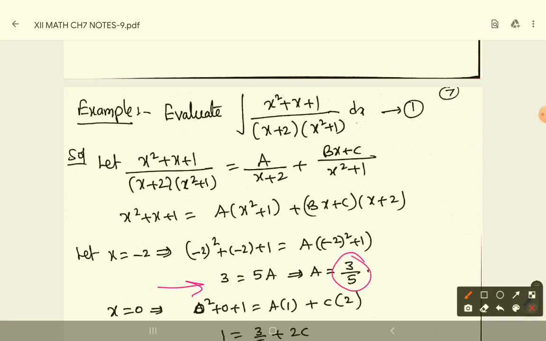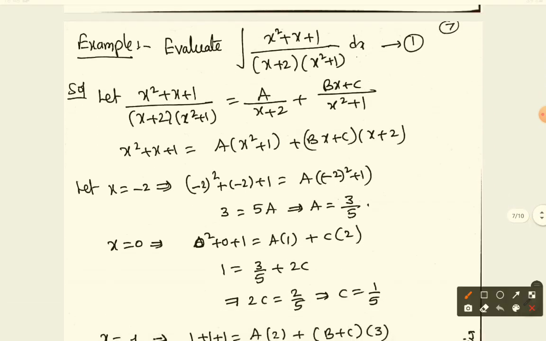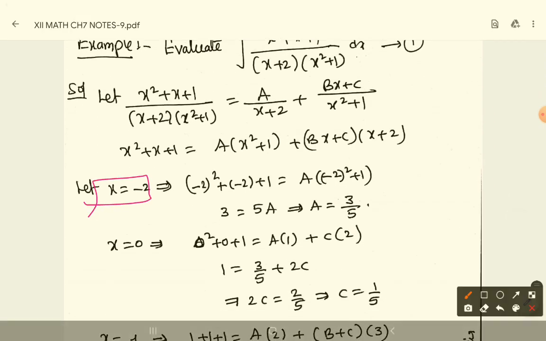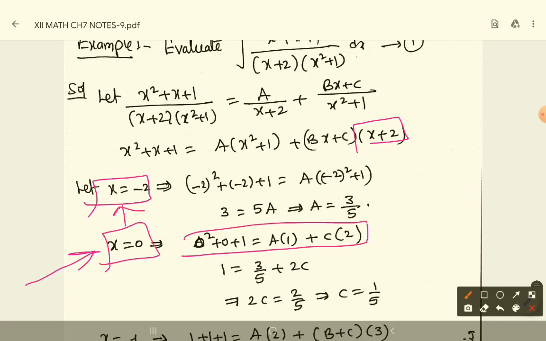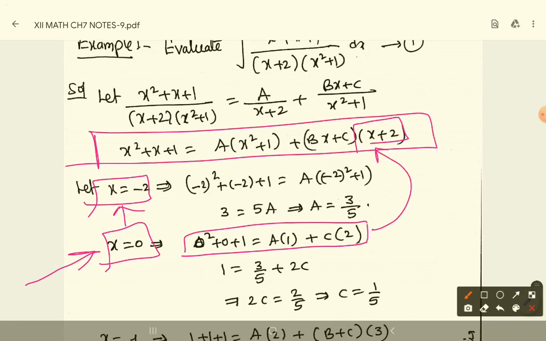Now what should be substituted for x value? Because x is equal to minus 2, we have only one such value, because one factor is x plus 2. Now you substitute x is equal to 0, any convenient value. Better you take the smallest feasible value which you have not used earlier. Substitute it in this expression, then you get c value. 2c is equal to 2 by 5, c is equal to 1 by 5. We got a value, c value.